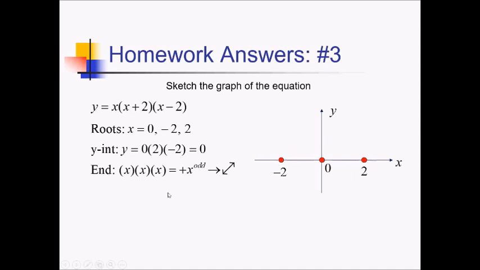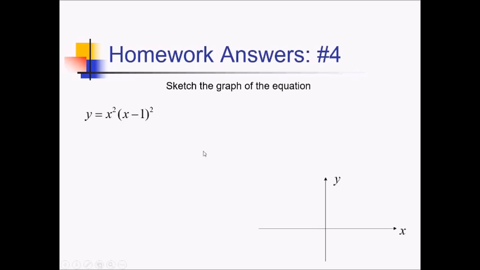So now let's also get our root behavior. Since all these factors are first power, that means that all of these roots are single roots. So we're going to cross through all of them. So let's do that now. Starting below the x-axis, we cross through -2, come back down, cross through the origin, come back up, cross through 2, and we end above the x-axis where the end behavior says we're going to be.